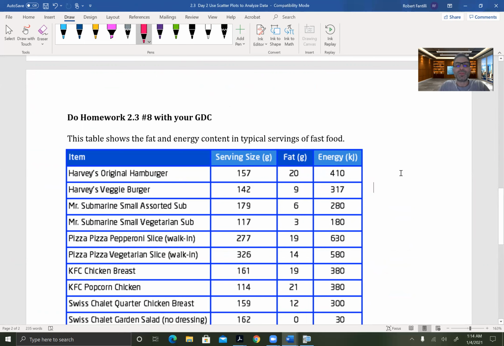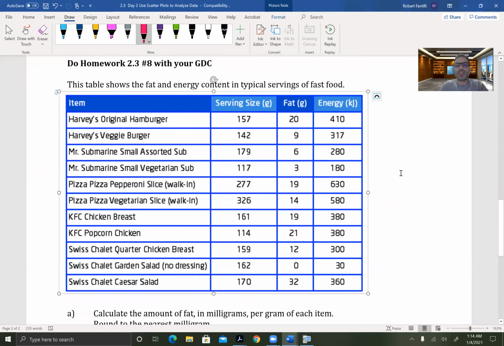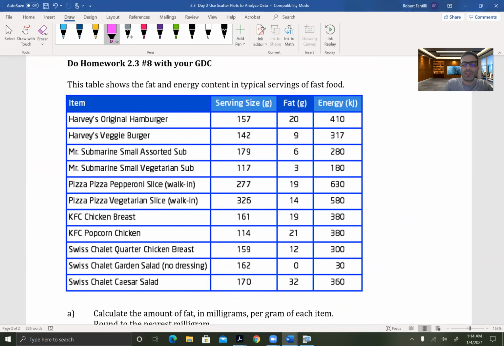So here we're dealing with a homework question. This shows fat and energy content in typical servings of fast food, from Harvey's hamburgers to Mr. Sub to KFC, pizza, Swiss Chalet, and it gives us the serving size in grams. It gives you the fat in grams, and then also gives us the energy in kilojoules, okay? Now the question is going to ask us to do a few things with this information.